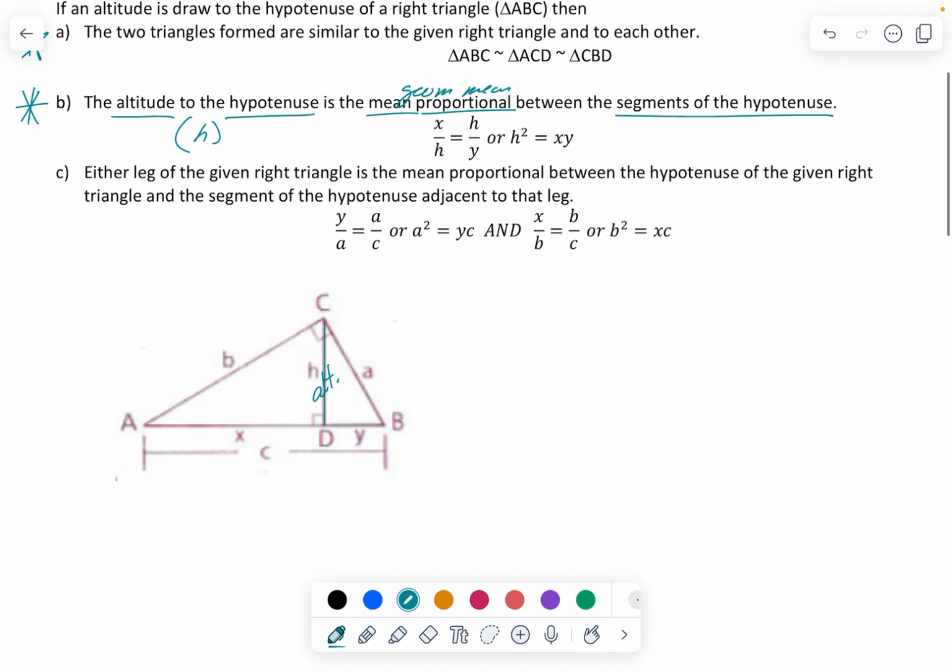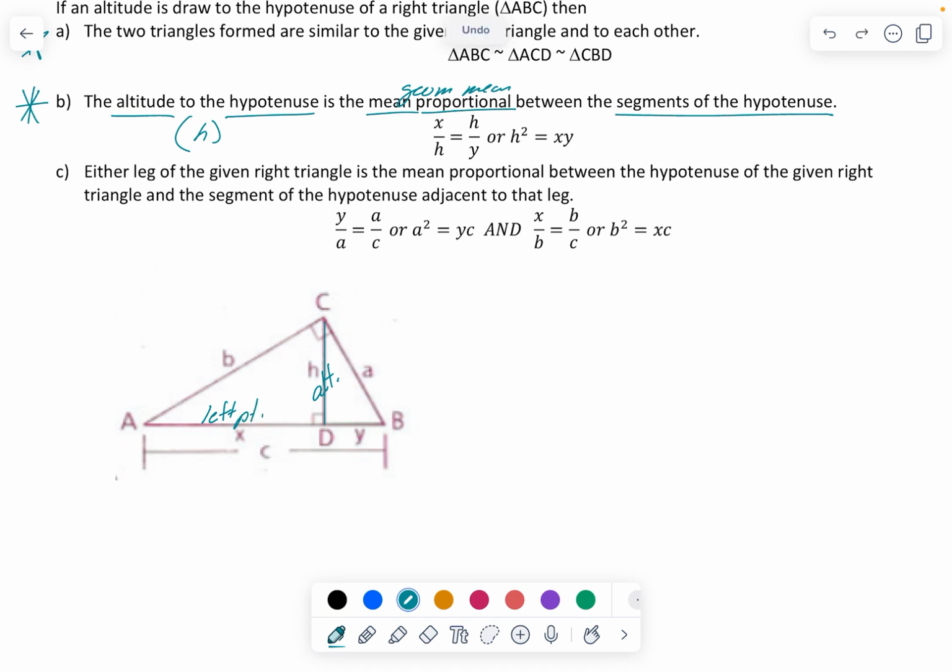So we're going to label these pieces. We're going to call this the left part of the hypotenuse, and this the right part of the hypotenuse. Let me just write part. Left part, right part, okay? And this right here is the whole hypotenuse, okay?